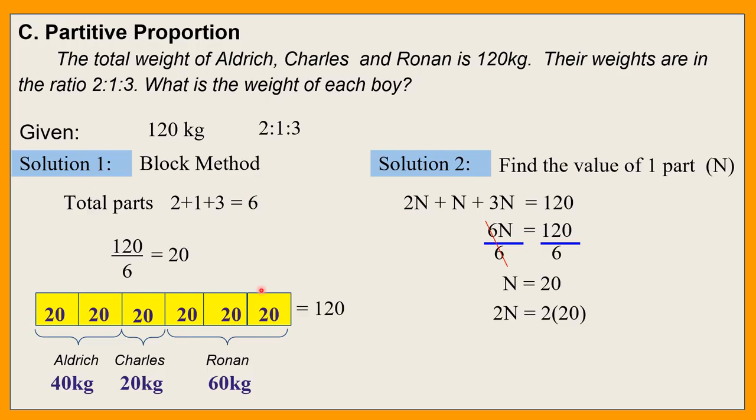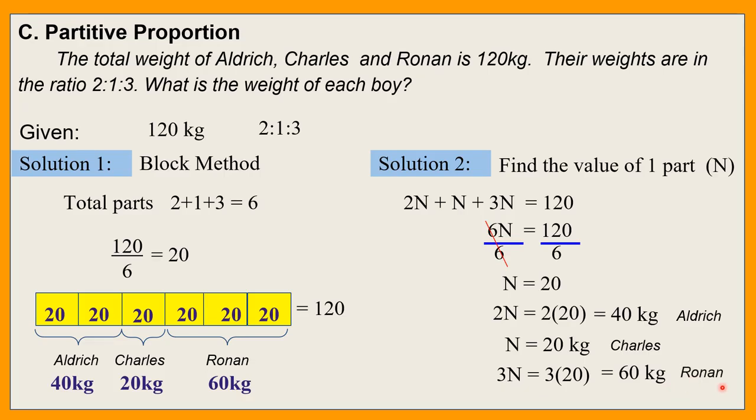So, yung 2 parts or 2n is 2 times 20. Diba? So, this is now 40 kilograms for Aldrich. Yung 1 part or n is 20 kilograms, and that is for Charles. And yung 3 parts is 3 times 20, and that is 60 kilograms, and that is for Ronan. Right?